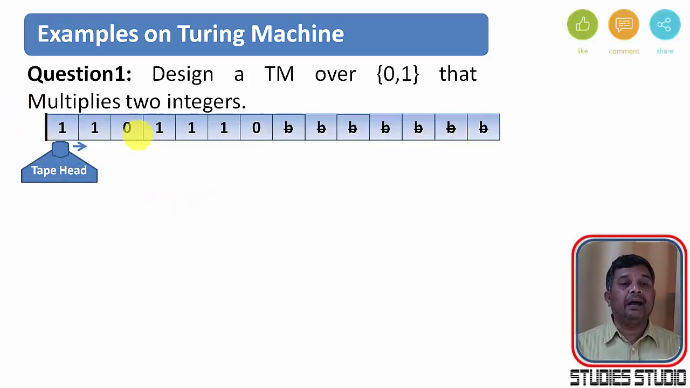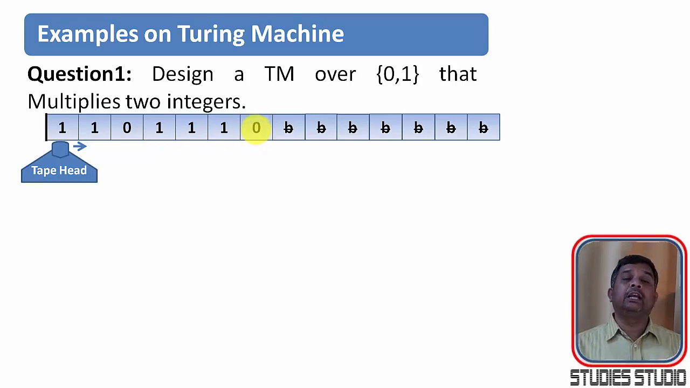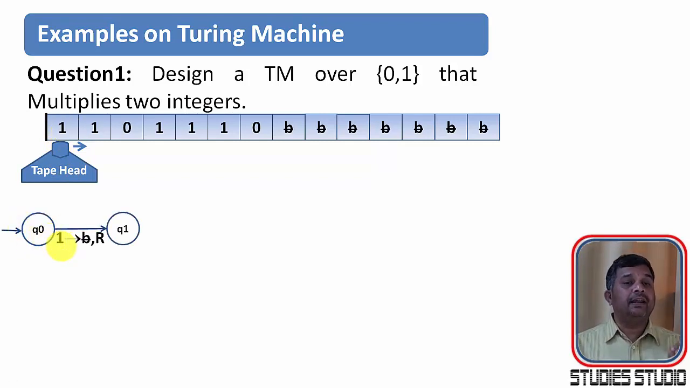Now let us say I'm having a tape. In that I'm having 2 ones, that is 2. Then 0 indicates multiplication. And then 3 ones. And this 0 indicates equal to. The Turing machine tape head is pointing to 1. I'm at state Q0. So whenever I get a 1, I'll write blank onto it and I'll start moving right.